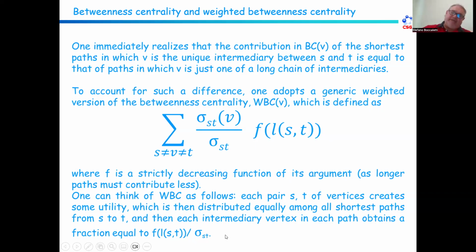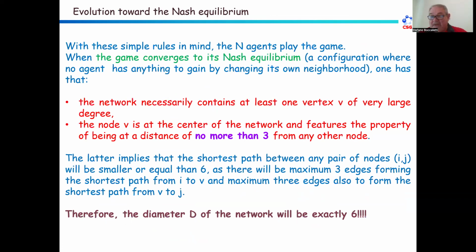So you use a benefit function, the weighted betweenness centrality, and a cost function that is a constant. With these two choices, you can run the game. And what happens? You start from some initial condition, and then the game tries to arrive at what is called the Nash equilibrium.